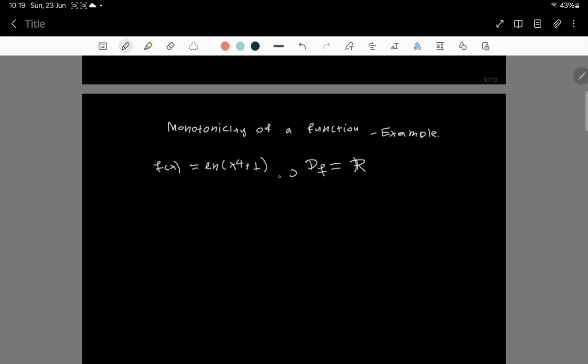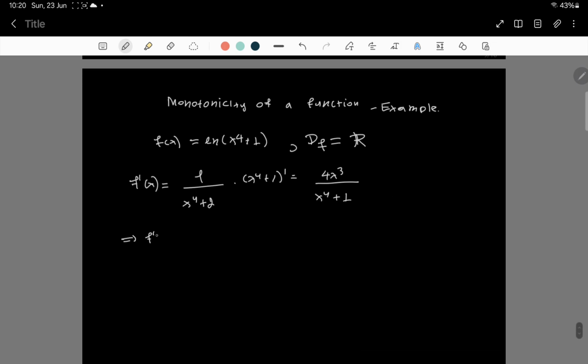It is a continuous function. You have x to the power of 4 plus 1, which is a sum of two continuous functions. The natural logarithm of this, when you have a continuous function, is also a continuous function. So we take the derivative of f: 1 over x to the power of 4 plus 1, times the derivative of x to the 4 plus 1, which is 4x cubed, divided by x to the power of 4 plus 1.